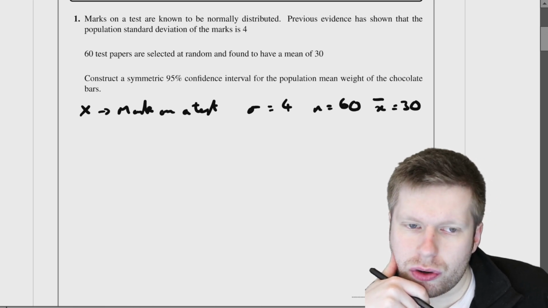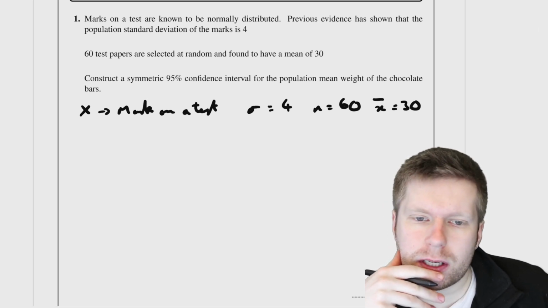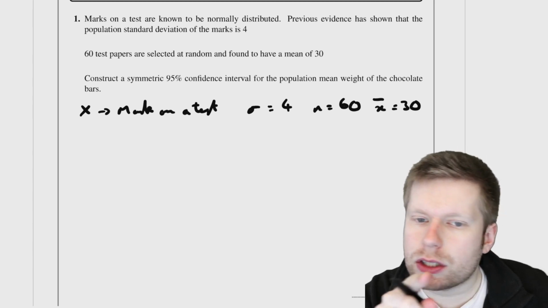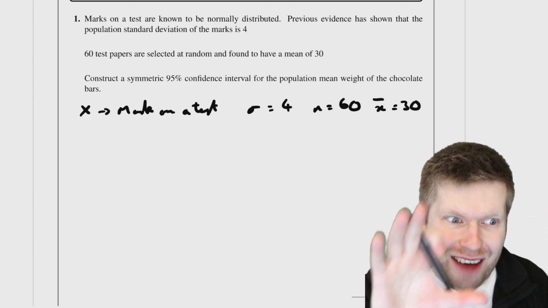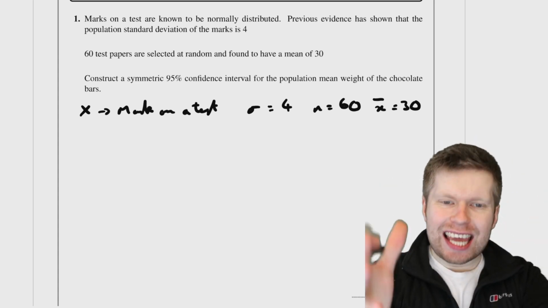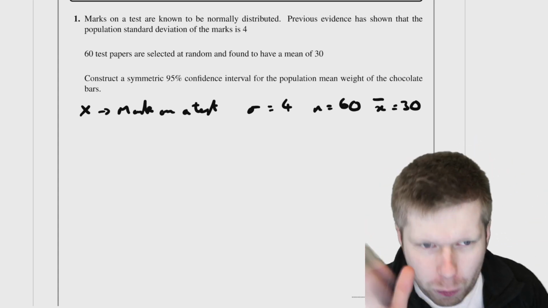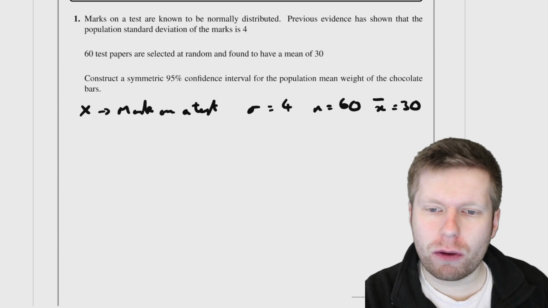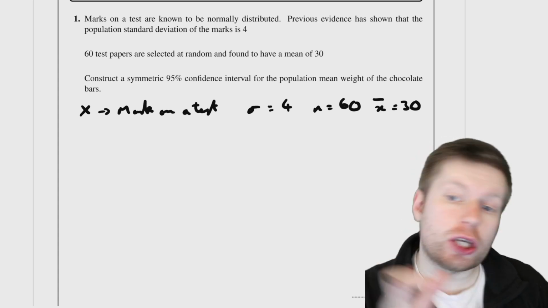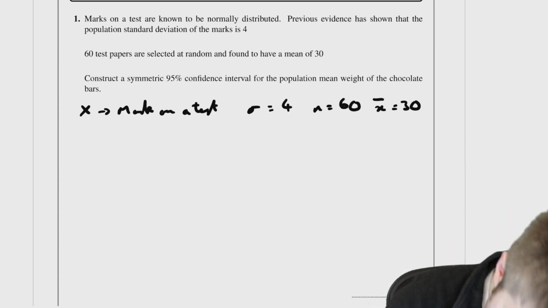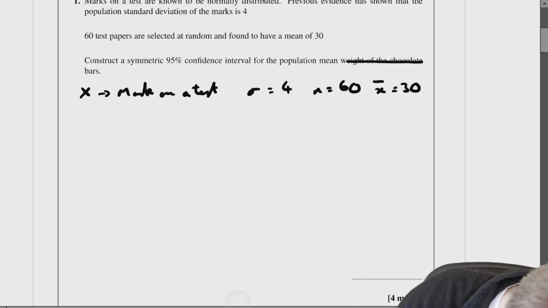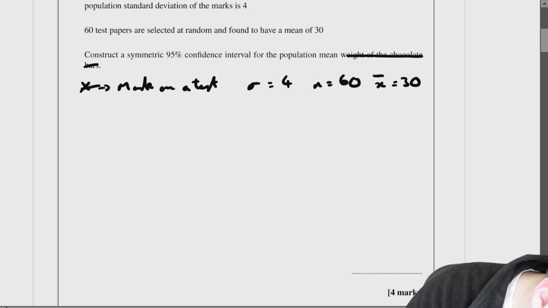We're asked to construct a symmetric 95% confidence interval. There's a mistake here. For the population mean weight of the chocolate bars, obviously I've just copied and pasted this question. I haven't changed the fact that it's not chocolate bars, it's the marks on a test. So what I mean here is construct a 95% confidence interval for the population mean mark of the test papers. So ignore the fact it says mean weight of the chocolate bars. Think about it as a mean mark instead.